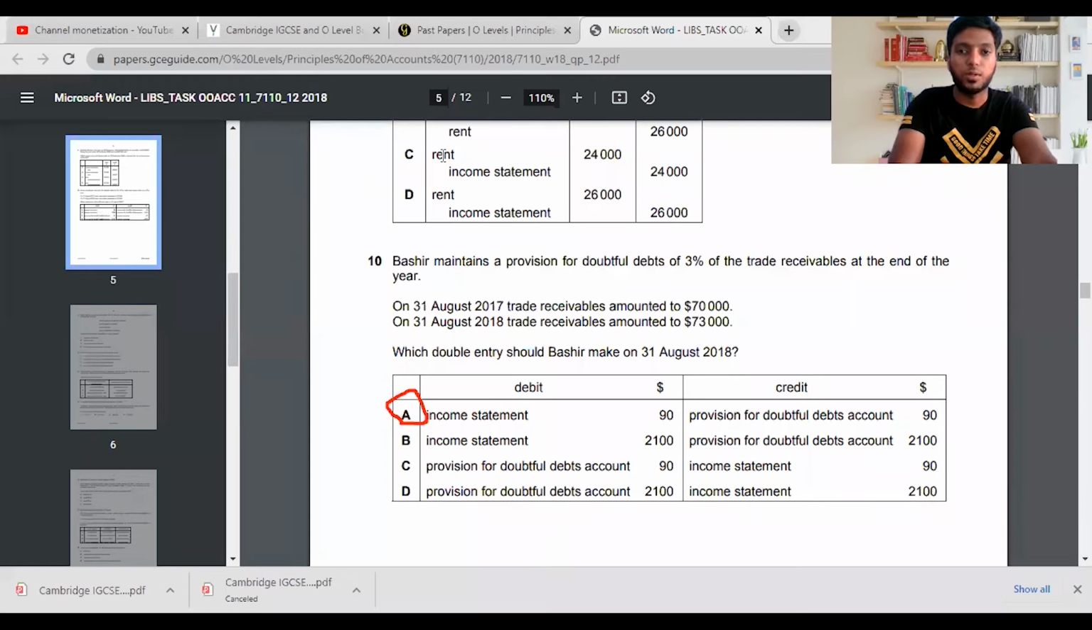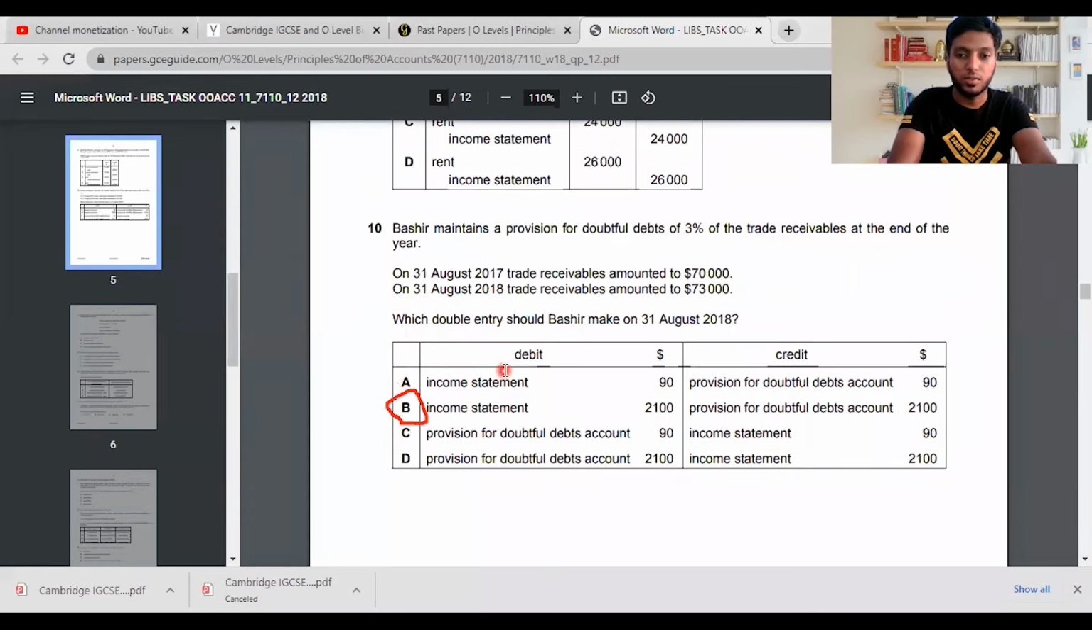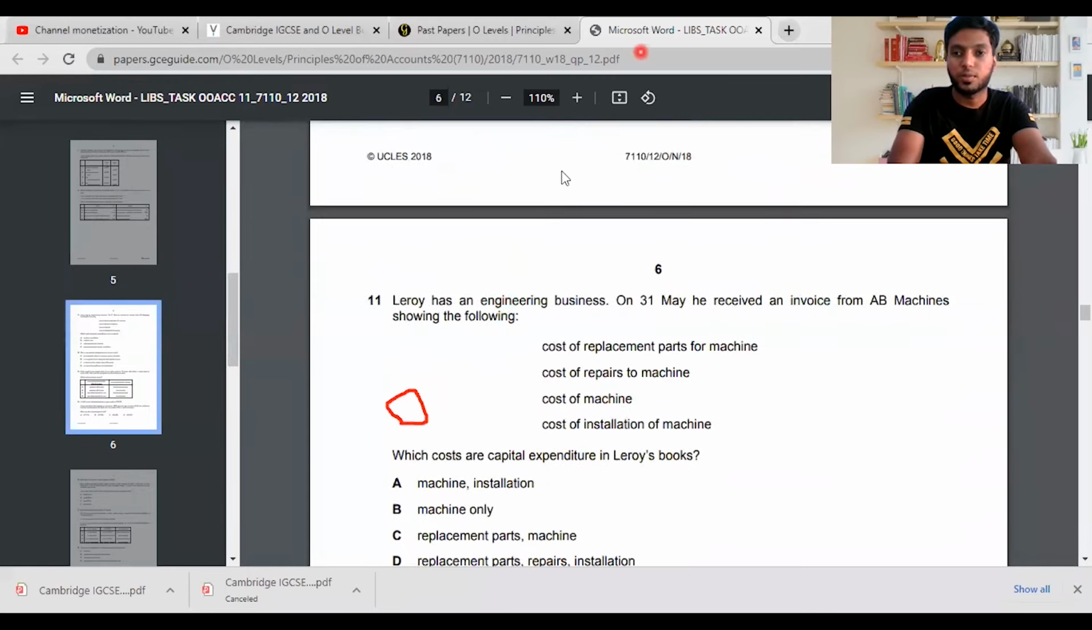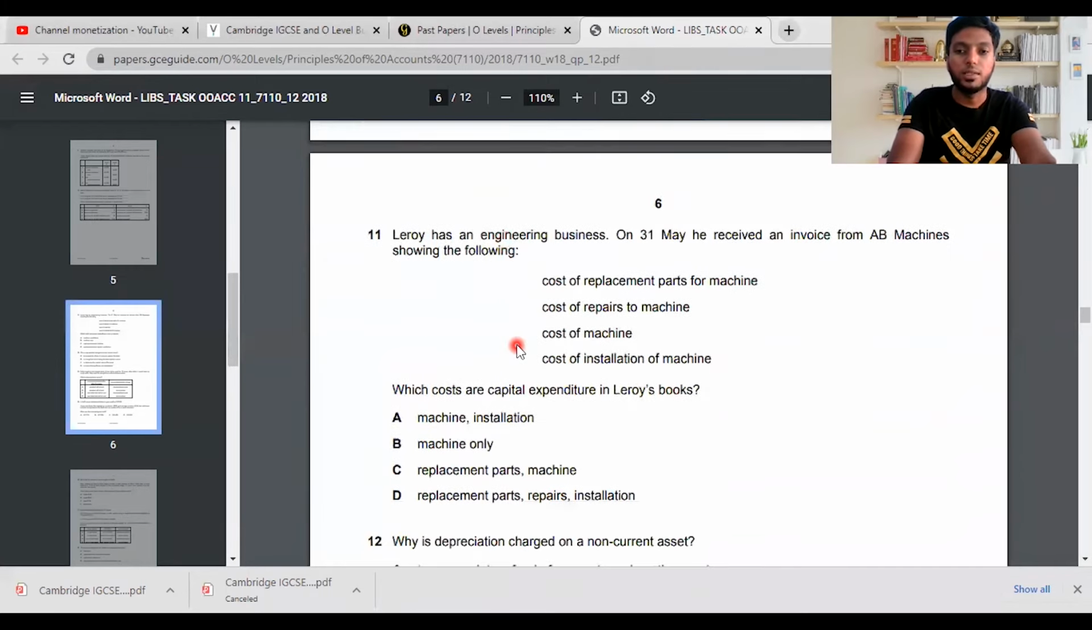So let's move on to the 11th part of this question. I'll erase this off. Leroy has an engineering business. On 31st May, he received an invoice from AB Machine showing the following: cost of replacement parts for machine, cost of repairs to machine, cost of machine, cost of installation of machine. Which costs are capital expenditure in Leroy's books?